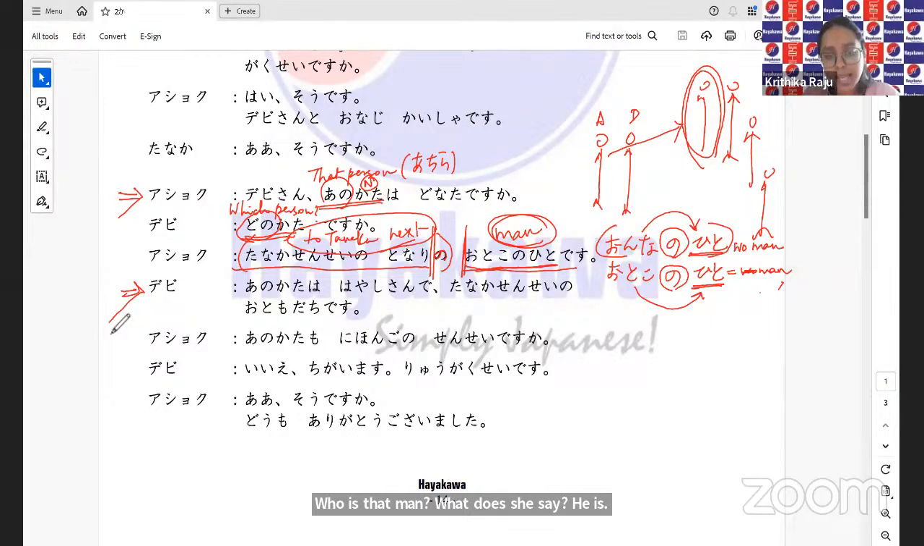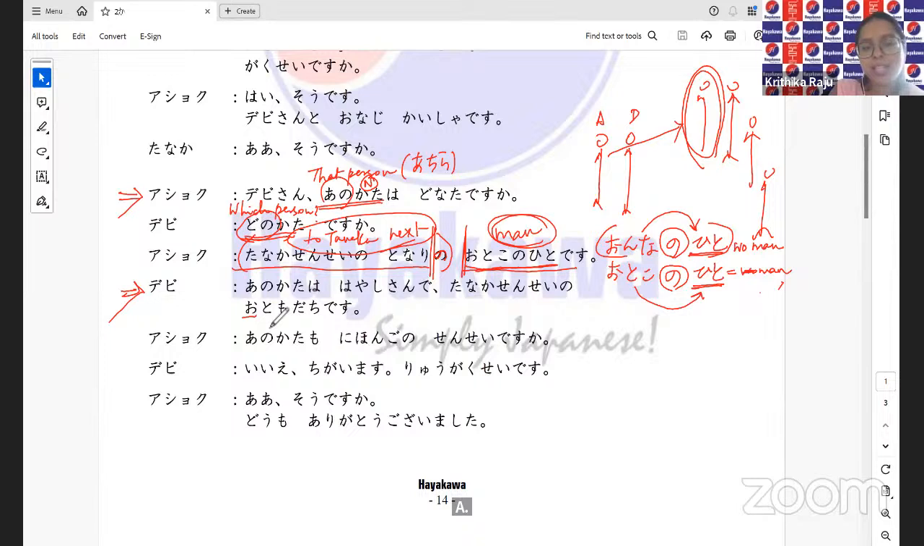Ano kata wa Hayashi-san de Tanaka sensei no otomodachi desu. Yes. So here it is actually, this sentence is like this. It is one person having two qualities. A is X and Y. It's that kind of a pattern.